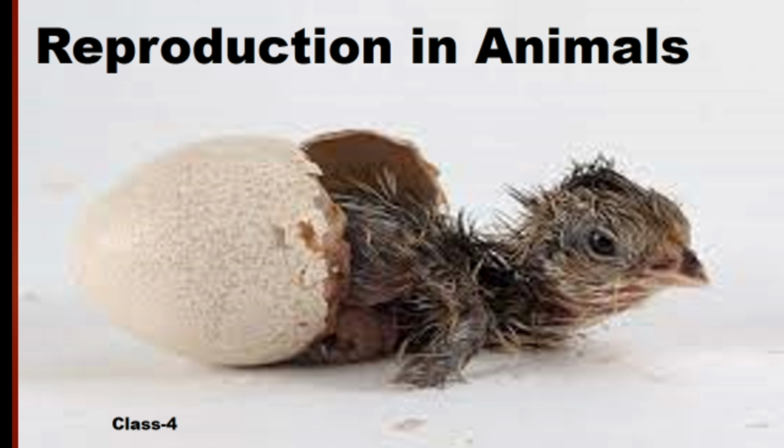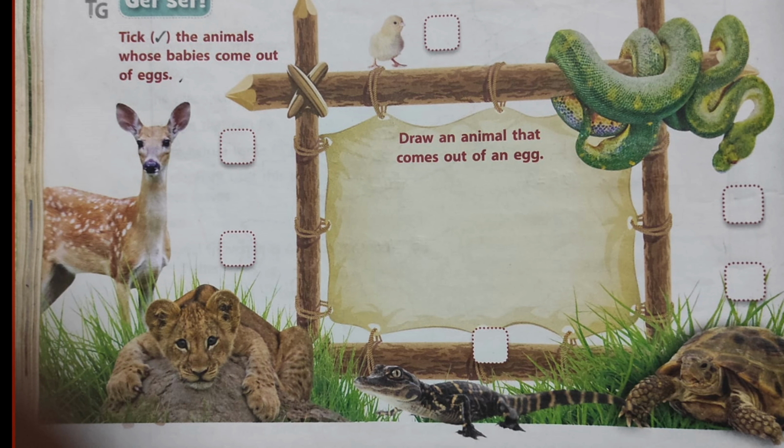In today's class, we are going to study about reproduction in animals. Now look at this picture. Here you can see some animals. Some of them give birth to babies. Some lay eggs. For example, look at the top, you can see here a bird.